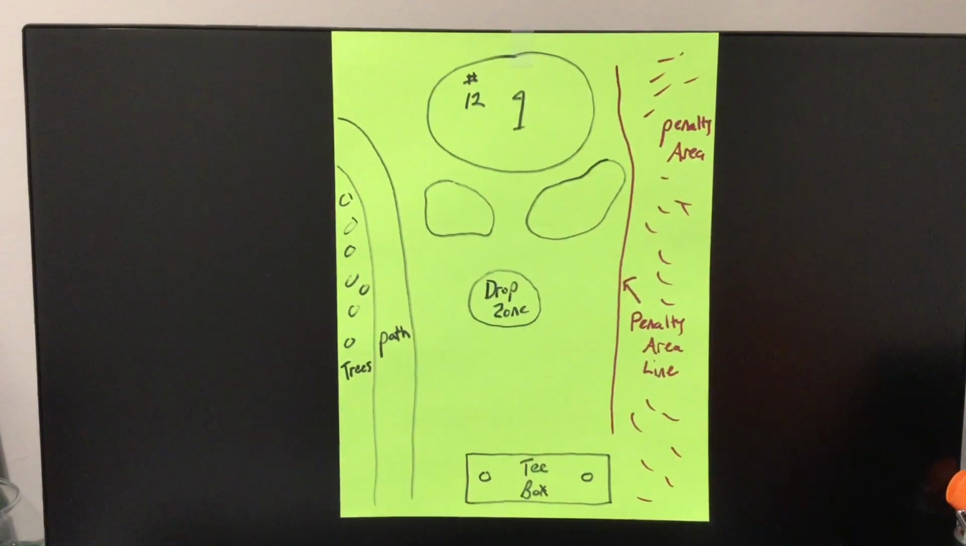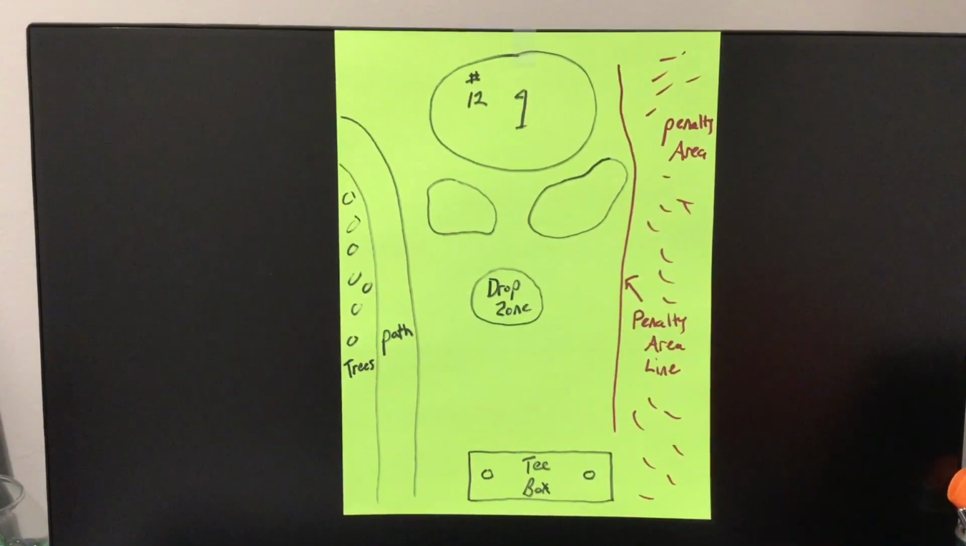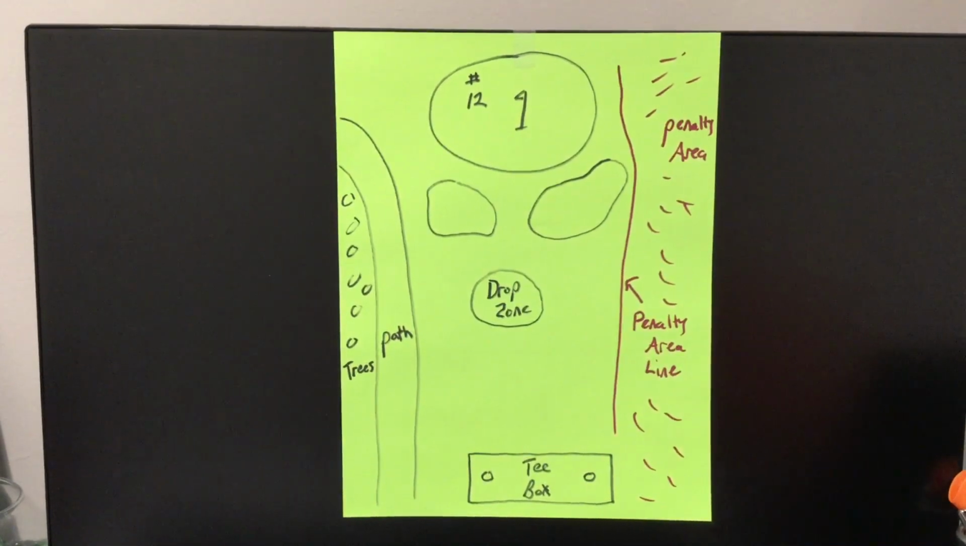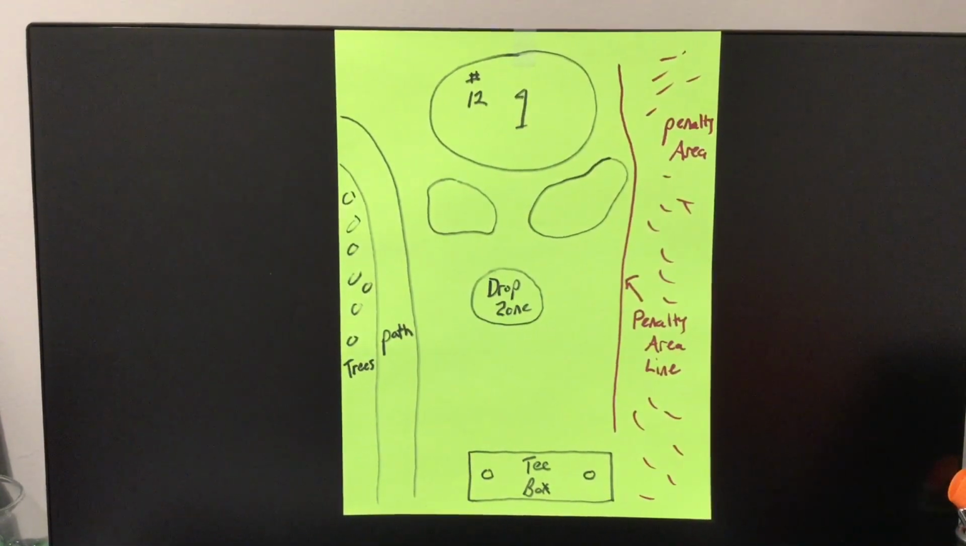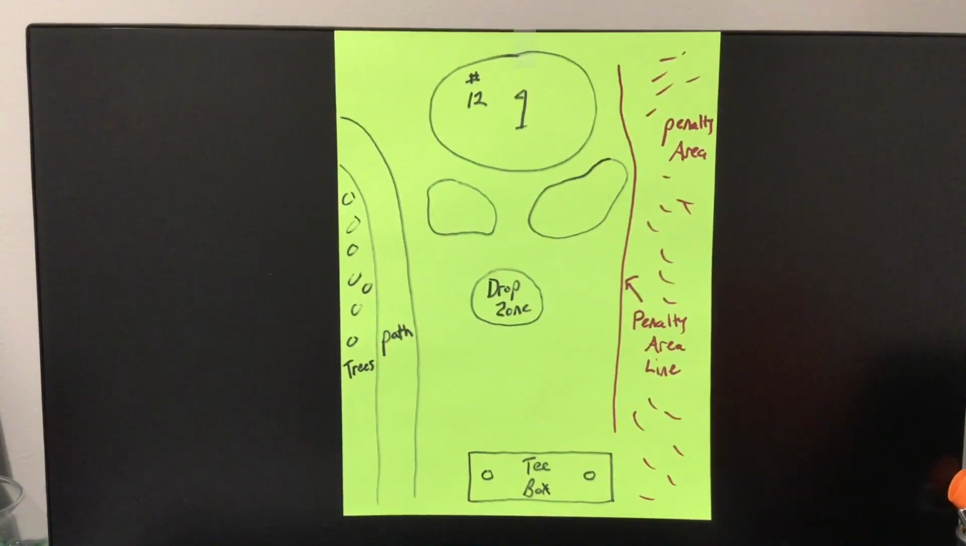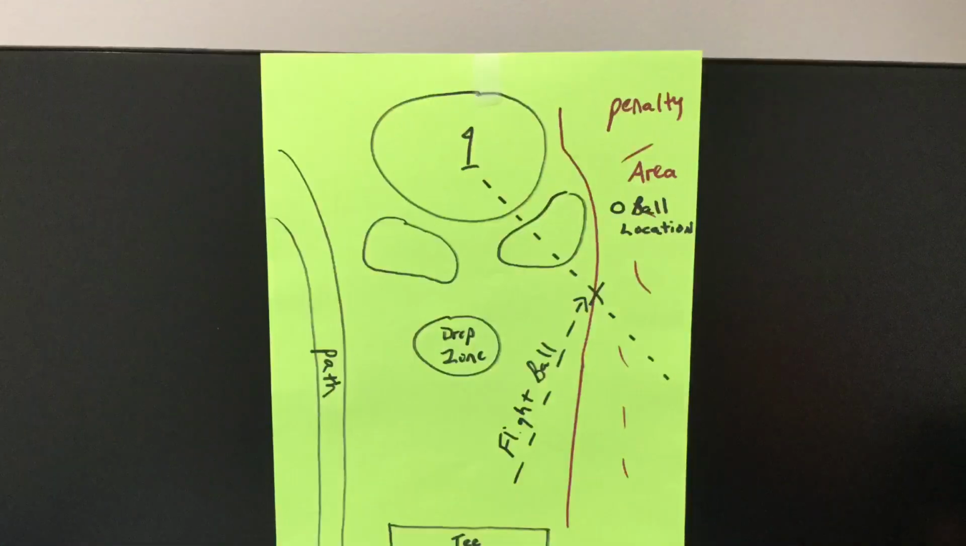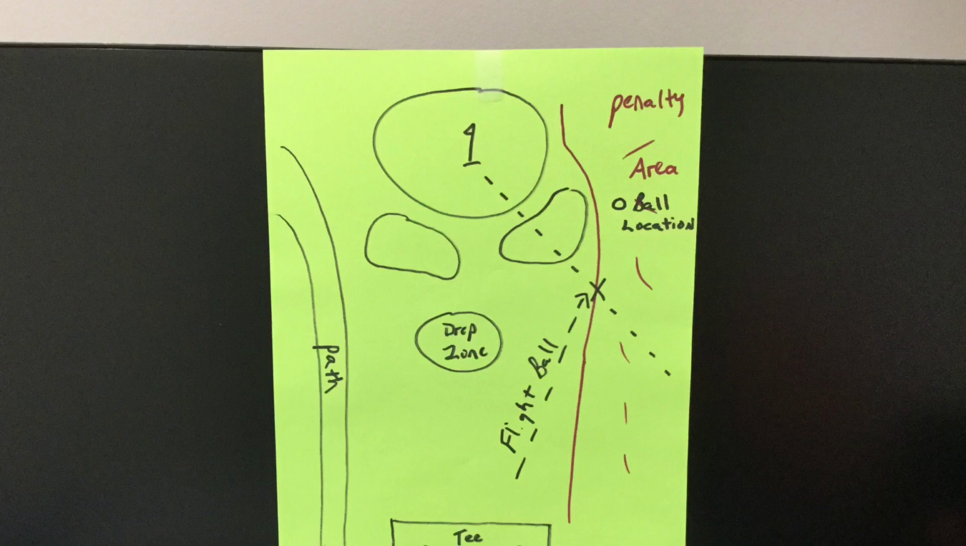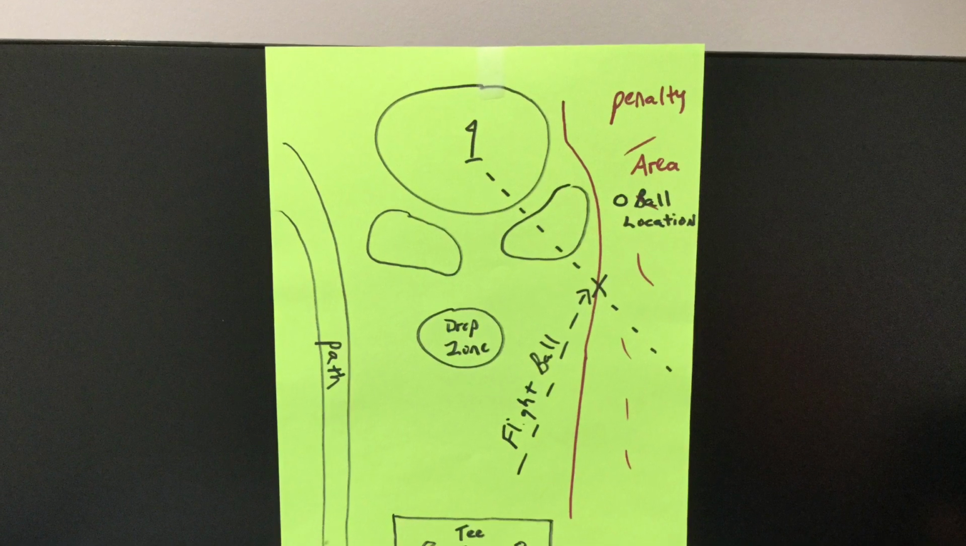Okay, so here I have number 12. I'm not that familiar with the hole, so I don't know if I have it exactly right as far as where the red lines go and the exact penalty zone area, but it should be pretty close. So I have my penalty area over to the right, and let's say my ball is in the penalty area.